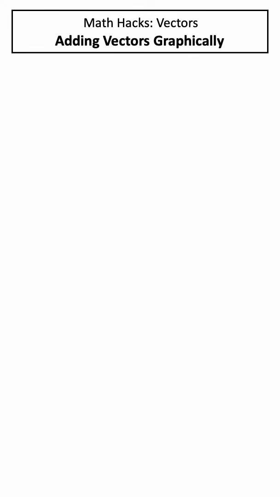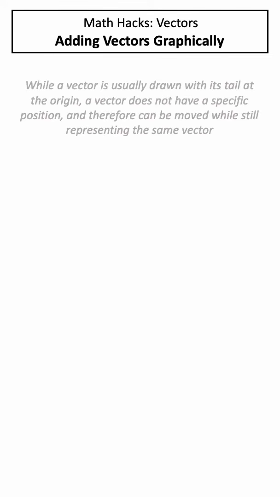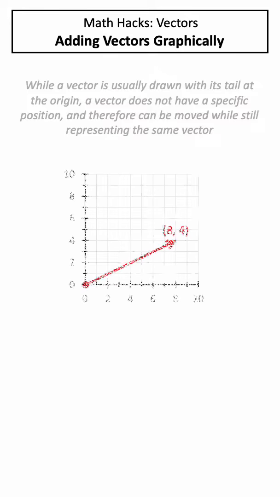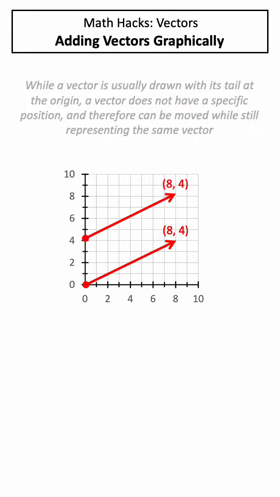Hi there, today we're covering how to add vectors graphically. Before we start, it's important to know that while a vector is usually drawn with its tail at the origin, a vector does not have a specific position and therefore can be moved while still representing the same vector. For example, the vector here is identical to this vector, it's just been shifted.